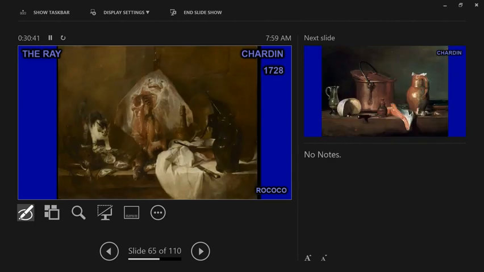All right, this painting is called The Ray. It has a manta ray fish that is being gutted. Lots of fish on the table. A cat reacting to the fish.